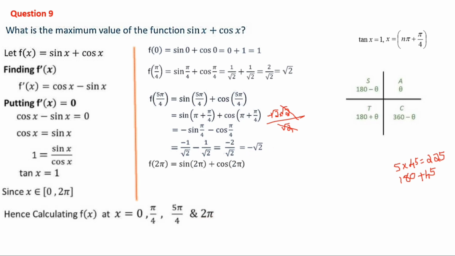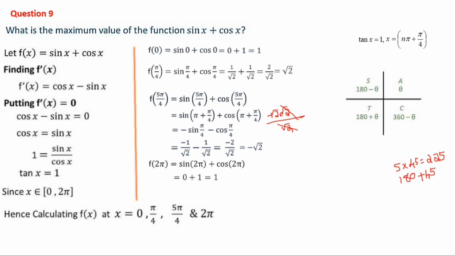Next is f of 2 pi is equal to sine 2 pi plus cos 2 pi. And here, after every 2 pi interval the values will be repeating, so sine 2 pi and sine 0 are both the same. Here also the same, cos 2 pi and cos 0. So sine 2 pi means sine 0, whose value is 0, and cos 2 pi means cos 0, which is 1. So 0 plus 1 is 1.